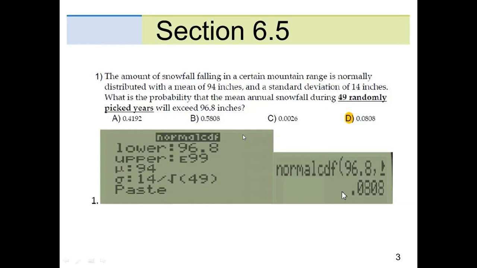What changes is you still have a low bound, you still have an upper bound, you have a mean that's not 0. The major difference is the standard deviation is the original standard deviation, in this case here, 14 inches divided by the square root of n.